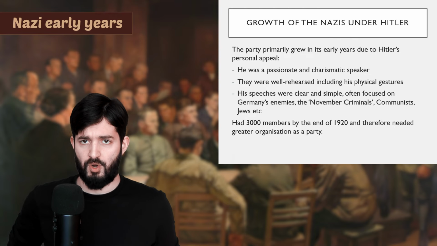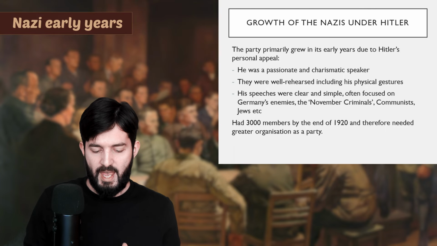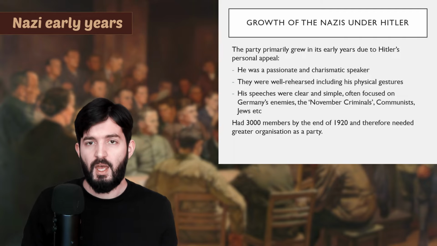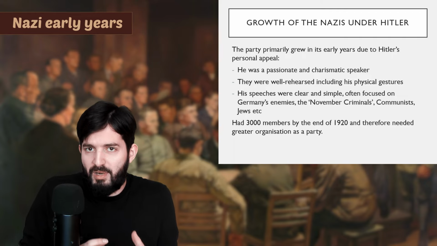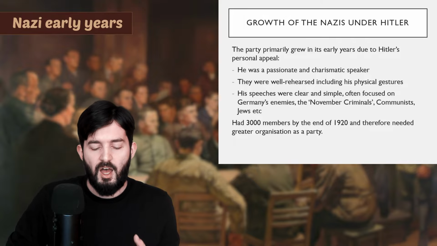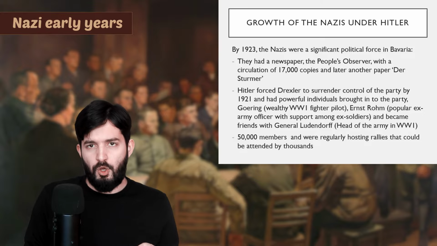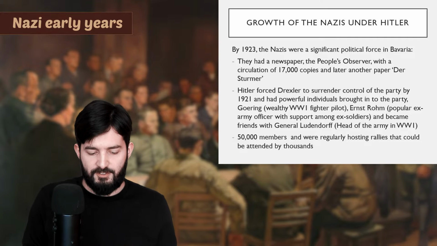And so, as a consequence of Hitler's charisma and speeches, the Nazis are able to gain or pick up 3,000 members by the end of 1920. And therefore, they've now got a real political party, essentially now, as opposed to just a bunch of old men meeting in the back of a beer hall. The party therefore needed greater organization.